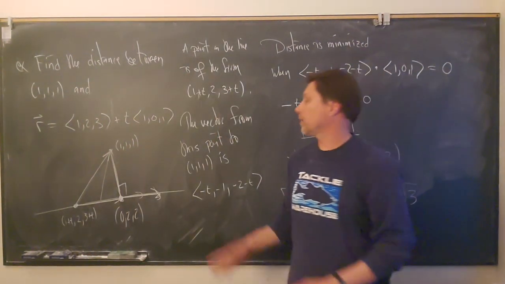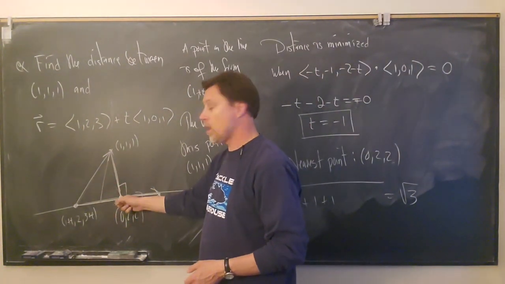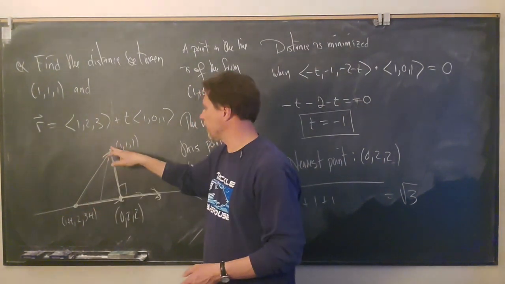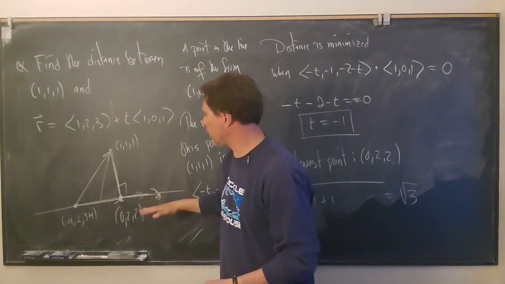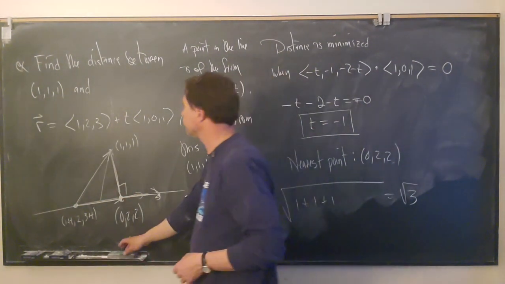So here's the idea, let me just reiterate. You're trying to find the vector from the point up to the given point. So from a point on the line to the given point, that gives us a right angle here, and so we just solve for t to find which t value gives us that vector.